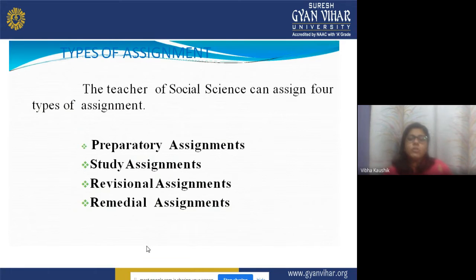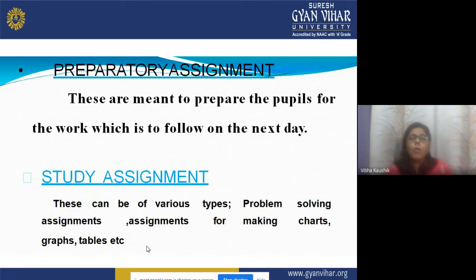Now, types of assignments. The teacher of social science can assign four types of assignments: preparatory assignments, study assignments, revisional assignments, and remedial assignments. Now, preparatory assignments. These are meant to prepare the students for the work which is to follow the next day. Means the teacher is preparing the students for the work which is to be done by the teacher in the next class.